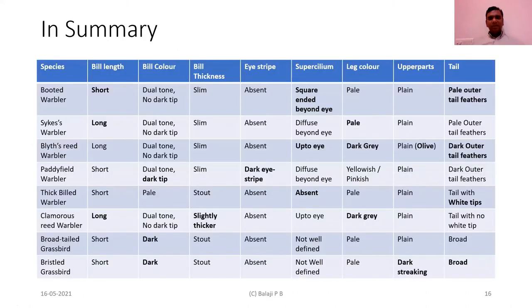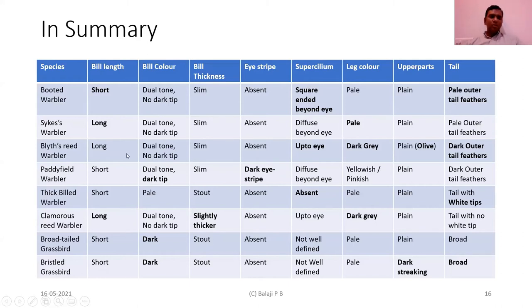So in summary, I have compiled a list of all the warblers, the smaller warblers and the bigger warblers. So the booted warbler, the main identification pointers are a short bill, a supercilium that is square-ended beyond the eye, and pale leg color. The tail has pale outer tail feathers. Sykes's warbler has a long bill and very pale legs, and it also has pale outer tail feathers.